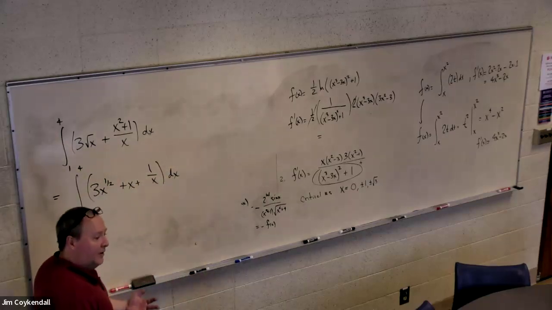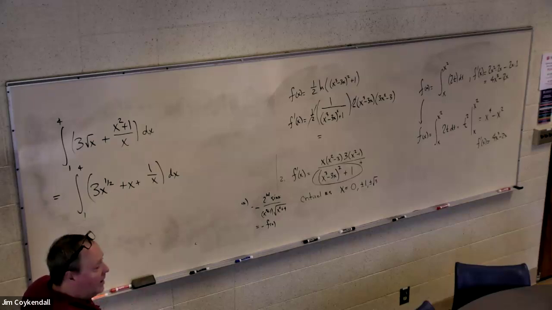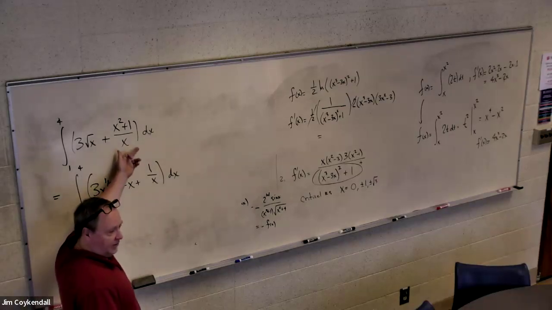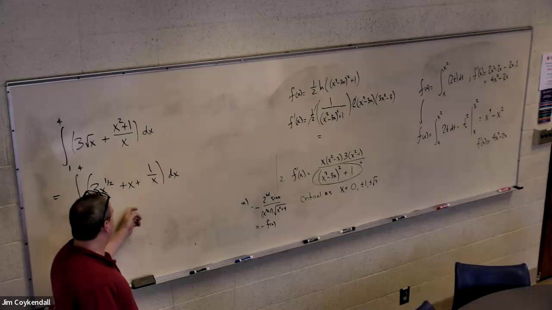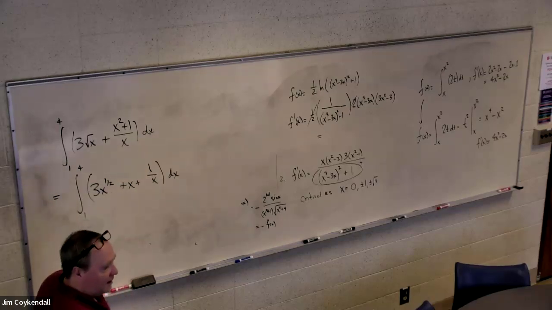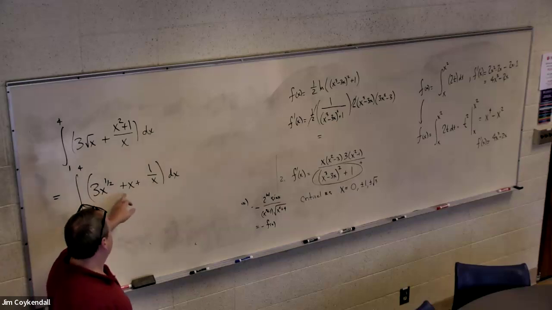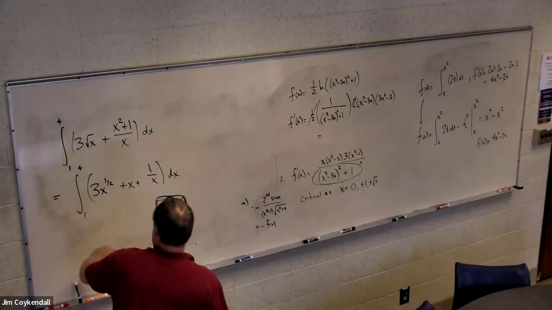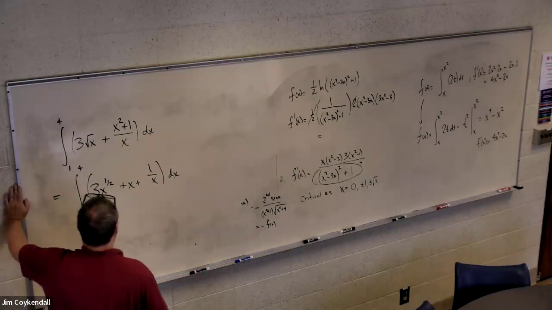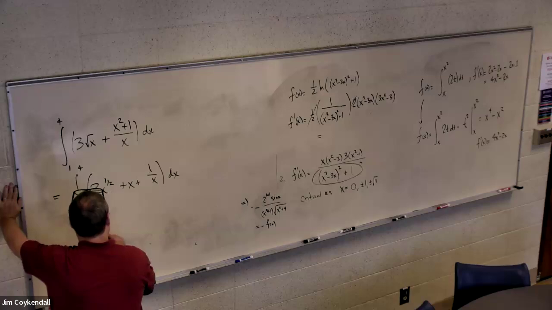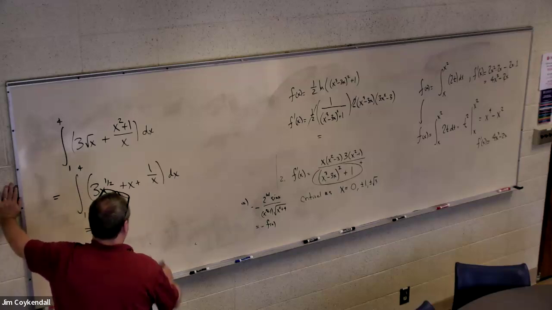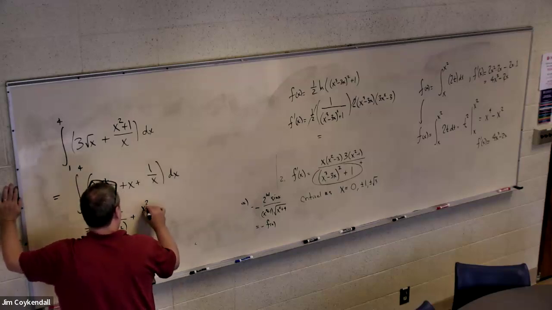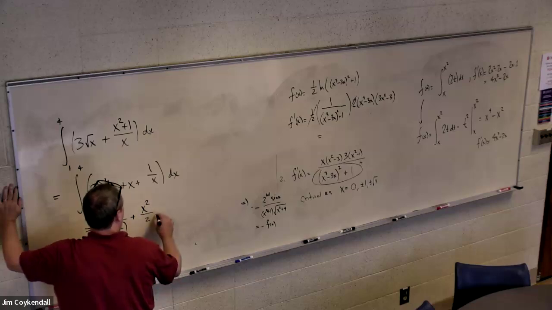Remember, algebra is there to serve you. So here we've taken something that looks a little mysterious and turned it into something way more understandable. And at this point, I'm feeling pretty good because I can get antiderivatives for all of these. The antiderivative of x^(1/2) is x^(3/2) over 3/2. The antiderivative of x is x squared over 2.